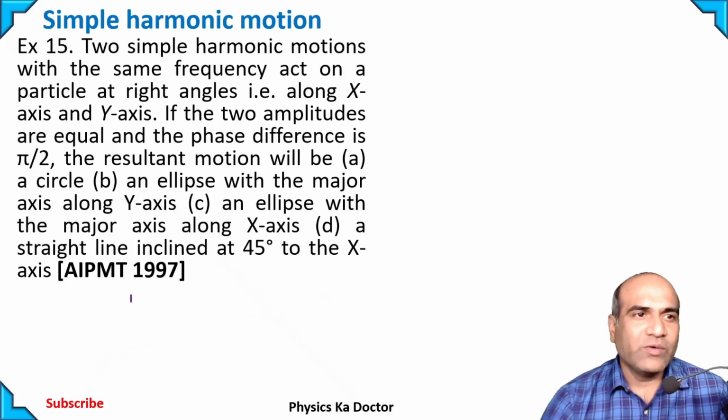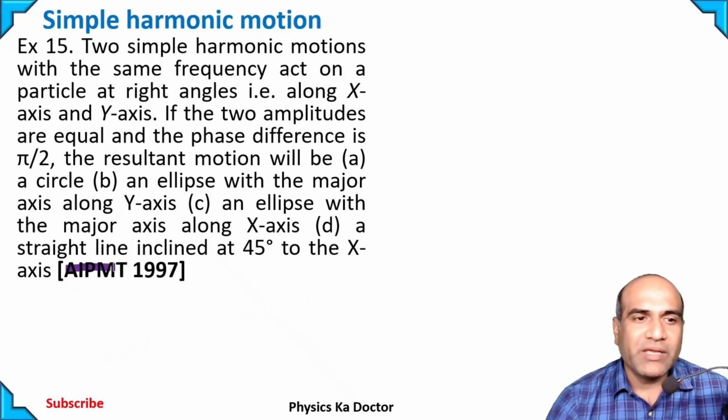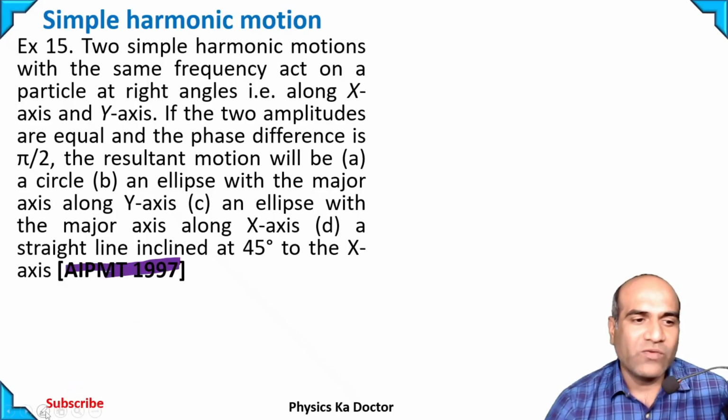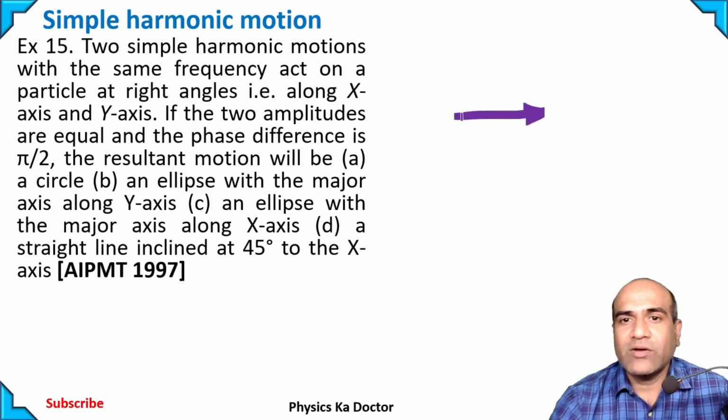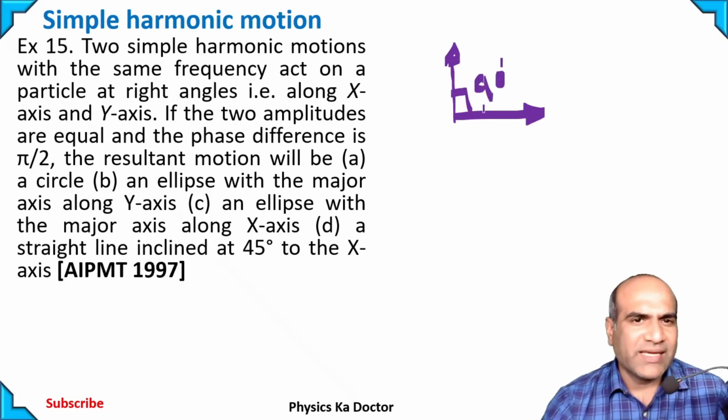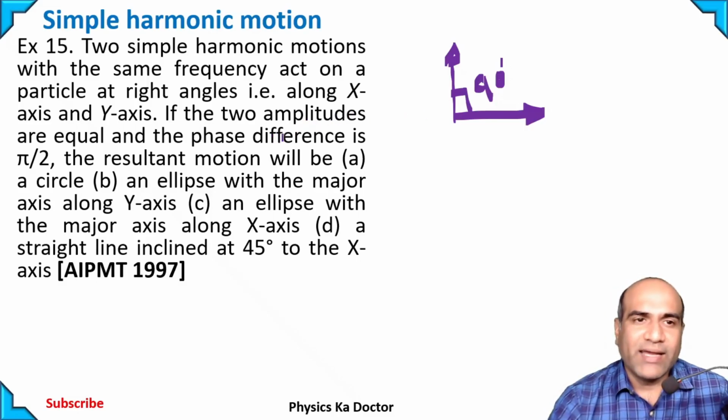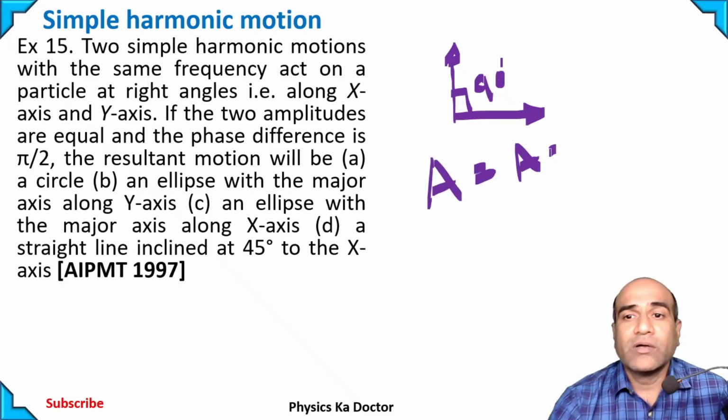Now we have example number 15, All India Pre-Medical Test 1997. It is a long question. Two simple harmonic motions with the same frequency act on a particle at right angle. That means both are acting at a 90-degree angle, or simply the phase angle is 90 degrees, along the x-axis and y-axis. If the two amplitudes are equal, a1 is equal to a2, and the phase difference is pi by 2. We can see this from the statement itself.